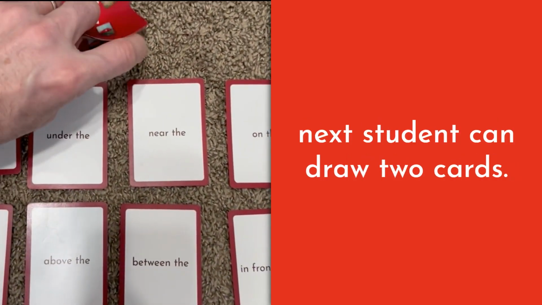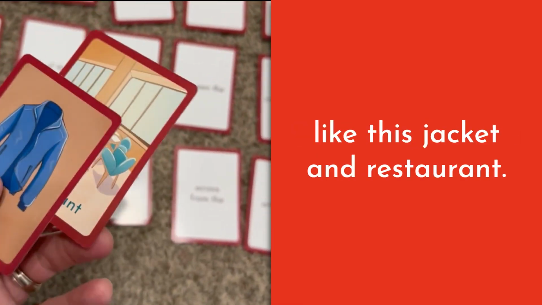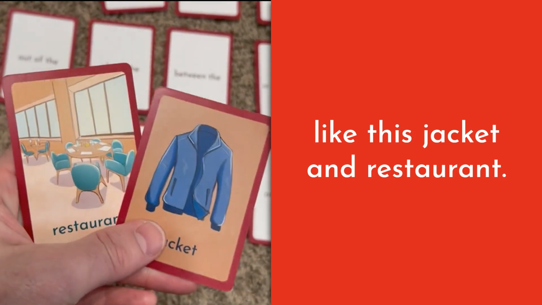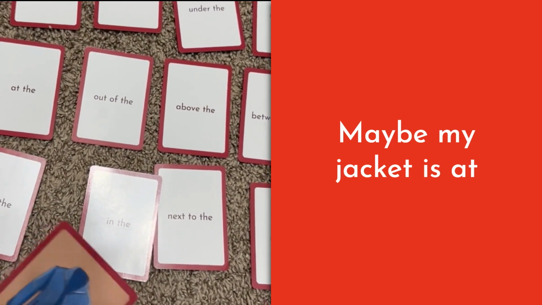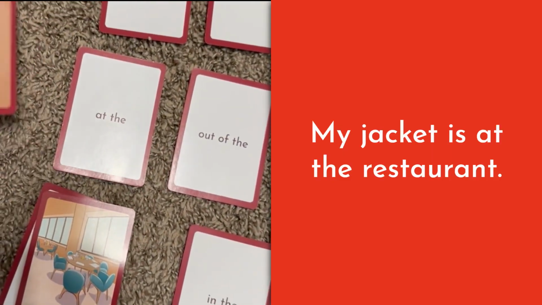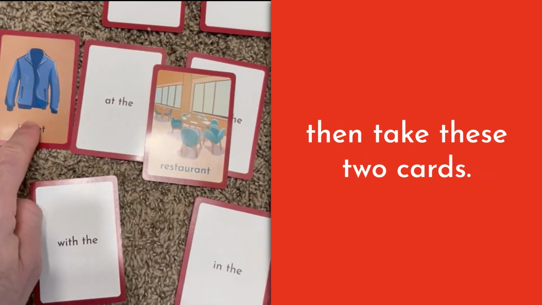And then the next student can draw 2 cards. And so we might have an expression like this: jacket and restaurant. Okay, maybe my jacket is at the restaurant. My jacket is at the restaurant. So that student would then take these 2 cards.